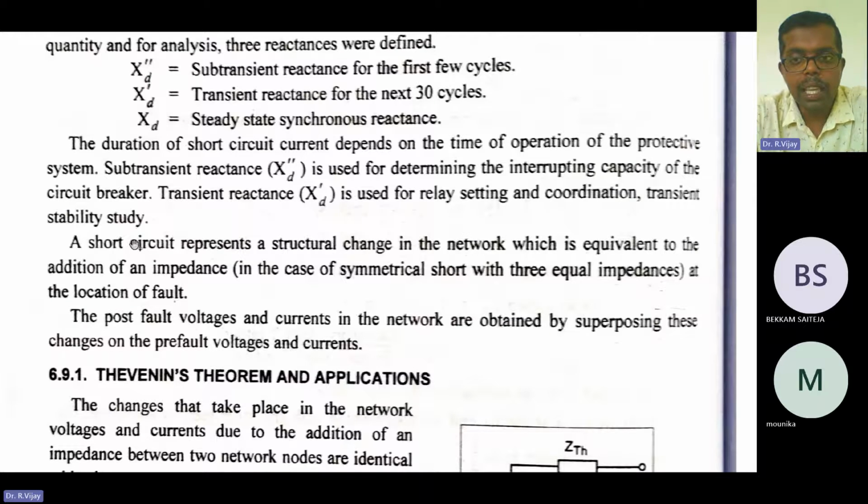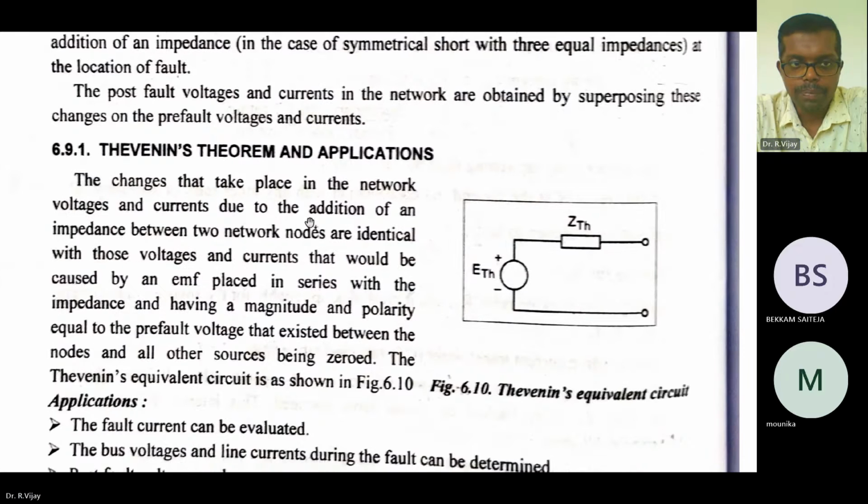As I said, a structural change is nothing but equivalent to the addition of impedance, the addition of some impedances in the line. In case of a symmetrical short, there are three equal impedances at the location of the fault. The post-fault voltages and currents in the network are obtained by superimposing these changes on the pre-fault voltages and currents. That is also what we are doing.